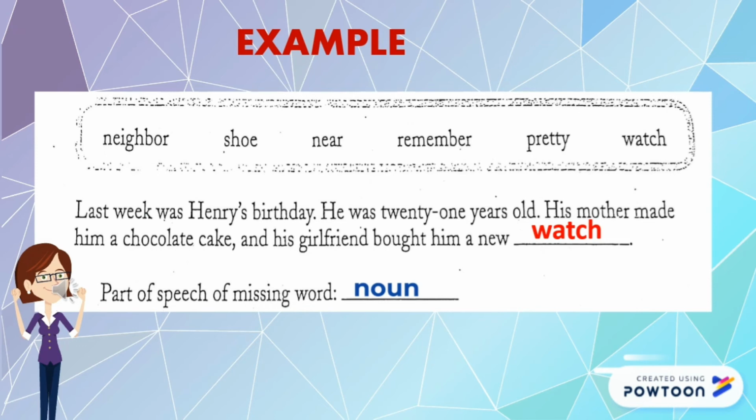Explanation. Only a noun can follow the words "bought him a new." The nouns in the box are neighbor, shoe, and watch. You need to choose a word that means something you might buy for a birthday present. You can't buy a neighbor, and you can buy only one shoe. The best answer is what?